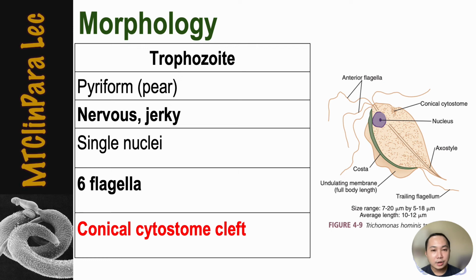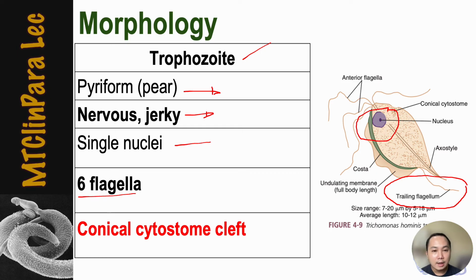So just like your other Trichomonas species, your Trichomonas hominis only contains the trophozoite form. So their trophozoite appear as pyriform or pear-shaped, and they exhibit a nervous and jerky motility. It contains a single nucleus, just like here on this picture, and it contains 5 flagella. Okay, one flagellum is what we call the trailing flagellum and is attached below, or the posterior area of the parasite.